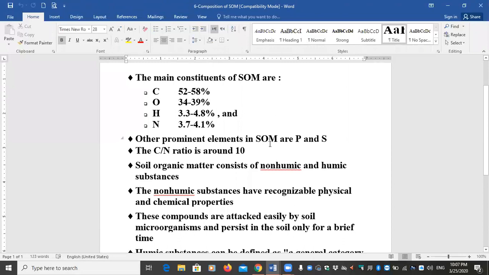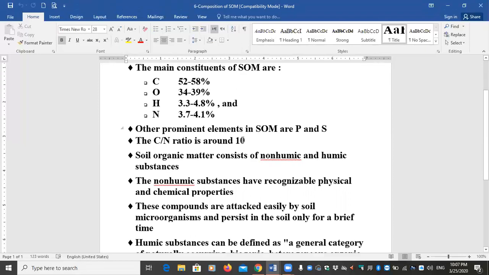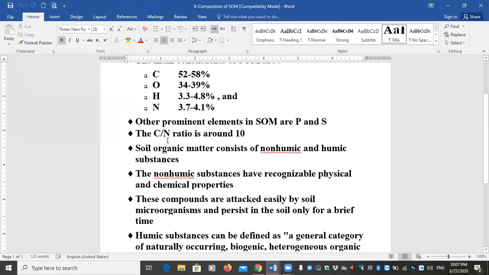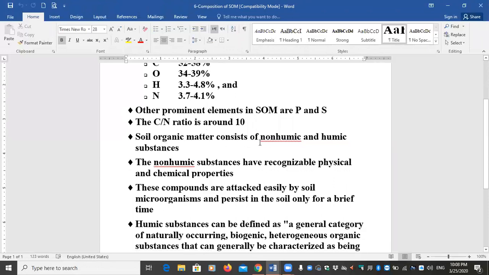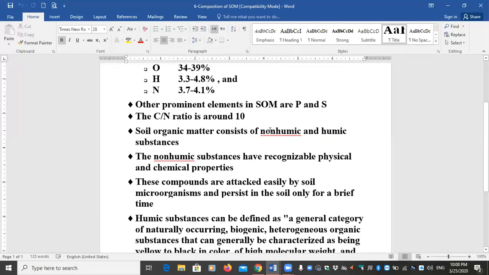Other prominent elements in soil organic matter are phosphorus and sulfur. The C:N ratio is around 10. This is something that you should cover in soil fertility and the addition of manures and organic material to the soil. We cannot cover it here in this course, but you should be familiar with that. Soil organic matter consists of non-humic and humic substances. We divide generally the soil organic matter into 2 major groups, non-humic and humic substances.